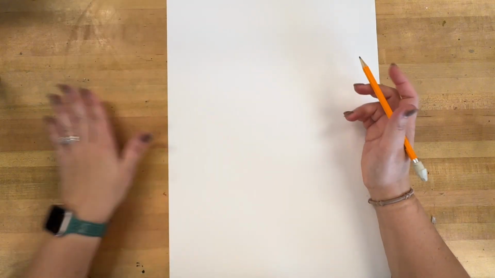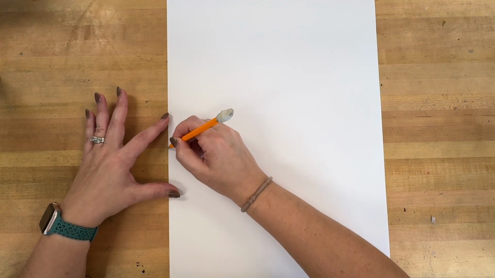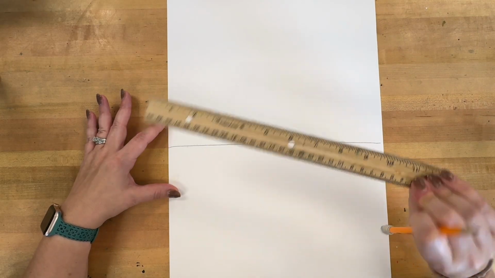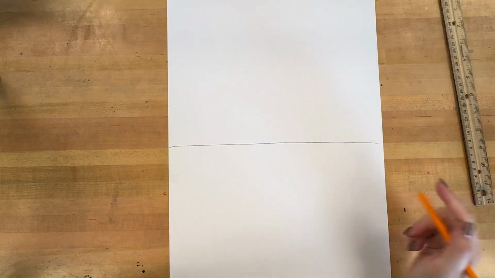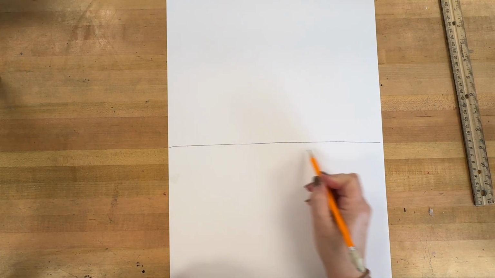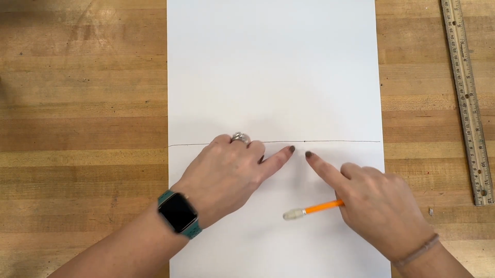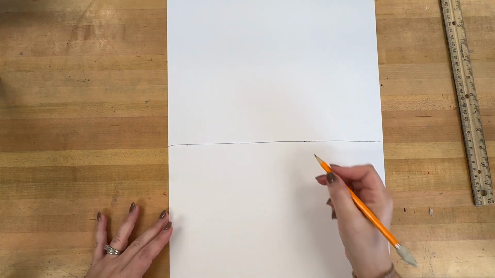Hello everyone! To begin your fall forest drawing, we're going to draw three things. First, determine where the horizon line is. You could freehand draw this, or if you would like, you could use a ruler. Next, along the horizon line, determine where the vanishing point is. Remember, this is the point where all the lines are going to converge.